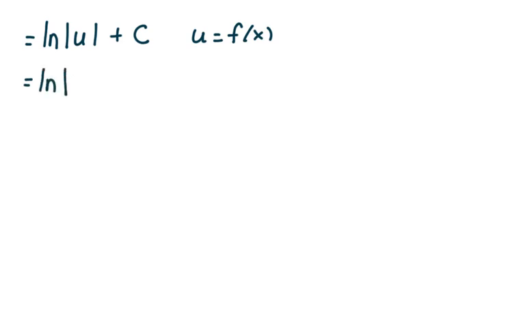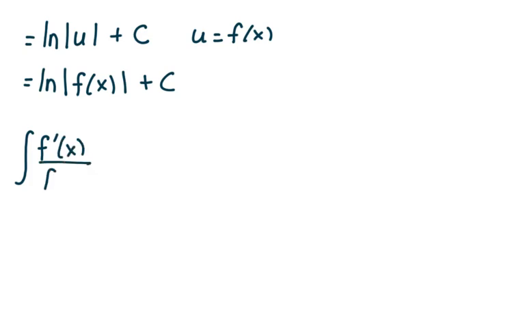Now, this is natural log of the absolute value of u plus c. But remember that u equals f of x. And so this is natural log of the absolute value of f of x plus c. So the integral of f prime of x over f of x dx is natural log of the absolute value of f of x plus c. So notice how we have the function in the denominator, but the derivative ends up being in the numerator.